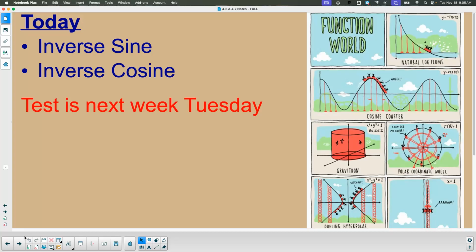Okay. So you are in your notes today, and we will be doing inverse sine and cosine today. Tomorrow we'll hit up inverse tangent, and we'll start composition of functions. Thursday we'll do all kinds of compositions of functions, and Friday we'll review. Okay? So here we go.